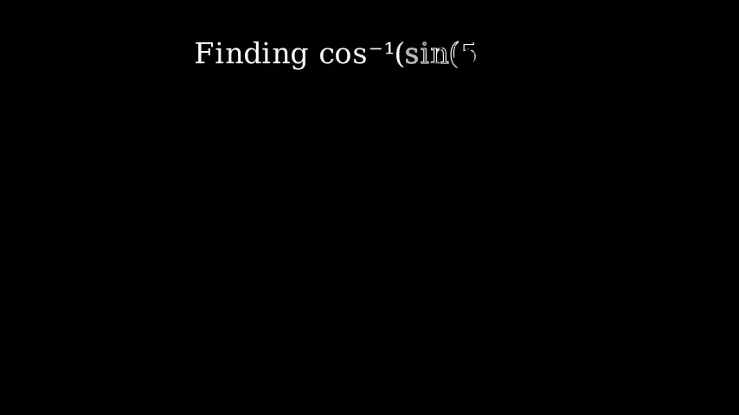Let's solve this step by step, finding the inverse cosine of sine of 5 pi over 4. First, let's understand what this means. We need to evaluate sine of 5 pi over 4, and then find the angle whose cosine equals that value.